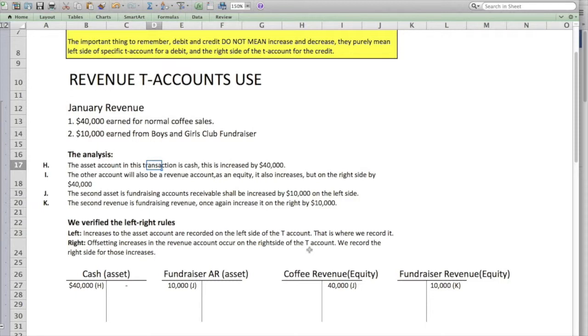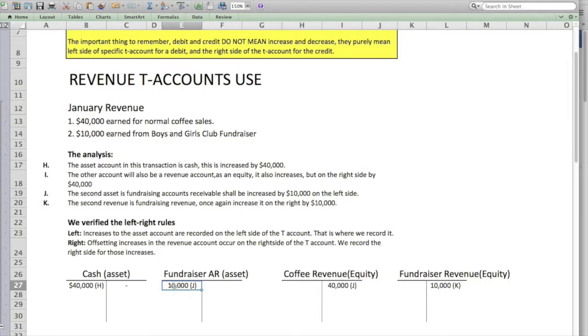In this case, Jello started up a new revenue, fundraiser revenue. It's a new equity account. He records an increase in the revenue of $10,000. That matches up to the K. Now, since he did not get paid, he doesn't have cash to increase. So instead, he starts another asset account. This time we'll call it fundraiser accounts receivable. He'll record an asset of $10,000 of what is owed to him. The $10,000 is accounts receivable owed by the Boys and Girls Club. So that's how you get the offset.